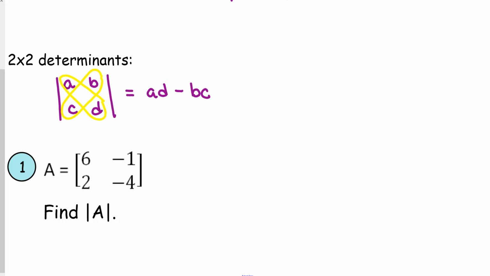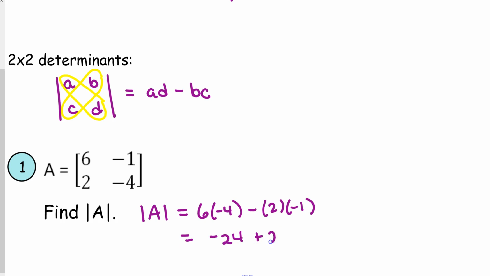Let's say matrix A has elements 6, -1, 2, -4, so it's 2 by 2, and we're going to find the determinant of matrix A. So that would be what you get when you multiply 6 by -4 minus 2 times -1. So 6 times -4 minus 2 times -1. So that would be -24 plus 2, so that would be -22. What does that mean? How does that help anything? Well, we don't know yet, but we're going to get to some examples where determinants are actually used to help calculate something.